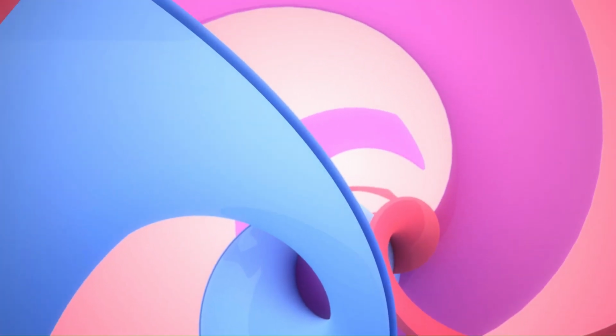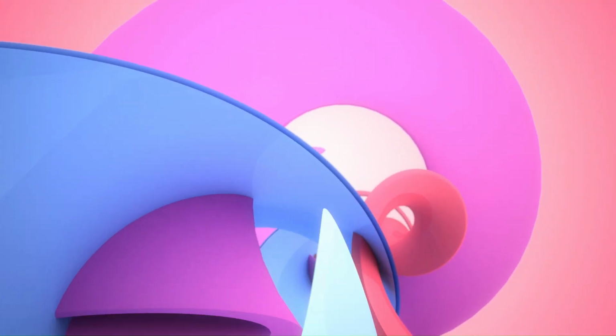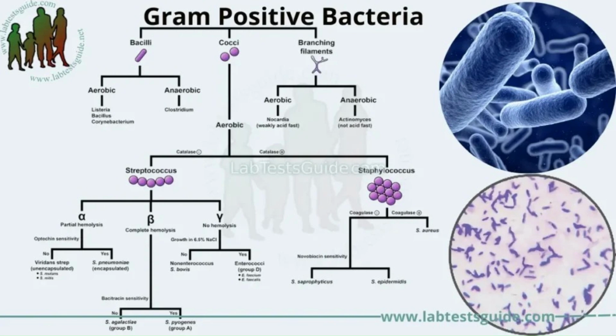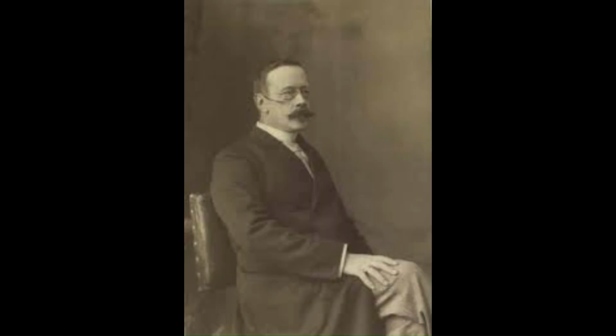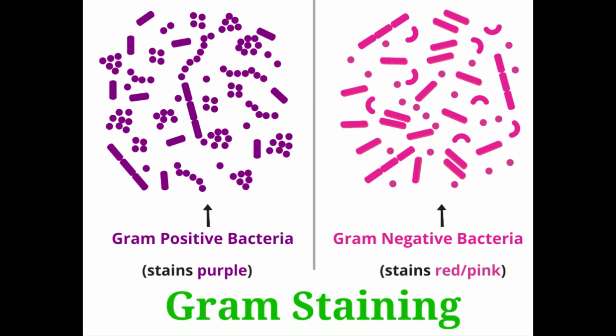Now let's talk about a cool technique scientists use to tell different types of bacteria apart, the Gram stain. This method is a cornerstone in microbiology and has been used for over a century to classify bacteria into two major groups. This method, named after its inventor Hans Christian Gram, is like giving bacteria a special bath that colors them differently based on their cell walls.